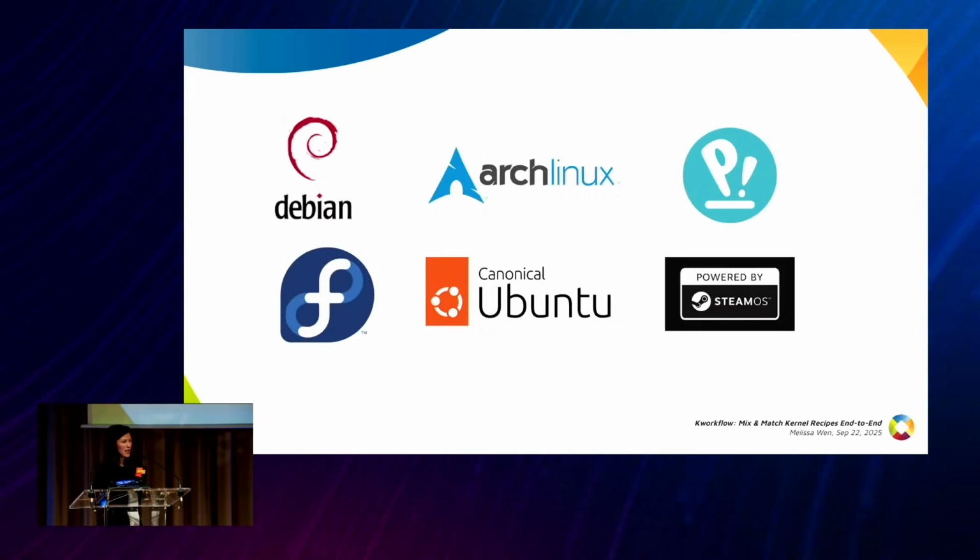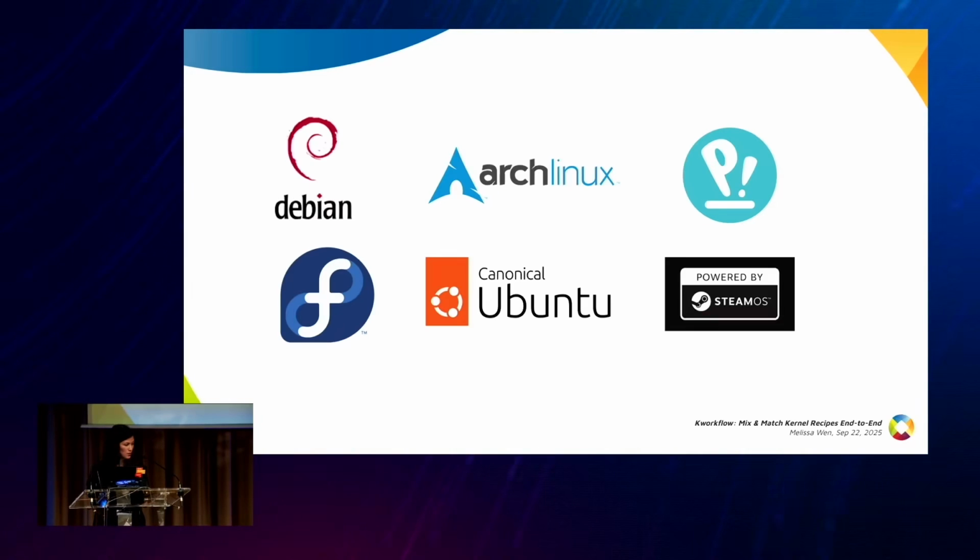So we can mix and match different Linux distributions: Debian, Arch-based, Pop! OS, Fedora, Ubuntu, and SteamOS, which is Arch-based. We can also mix and match whether we are targeting a remote machine, a local one or a virtual machine. We can also mix and match architectures. And I think basically that's it.